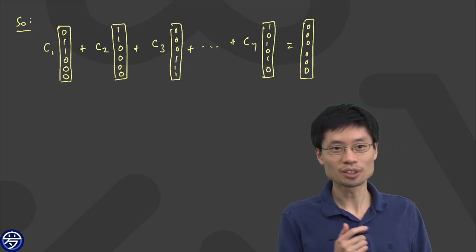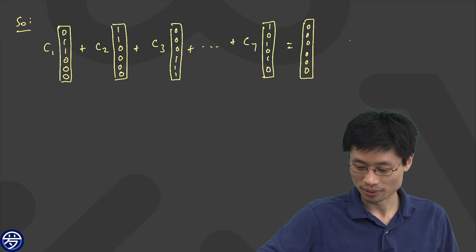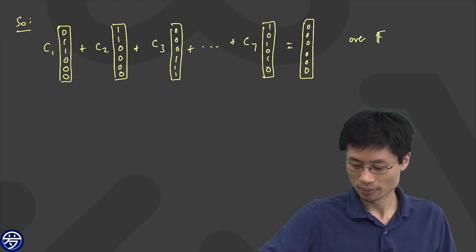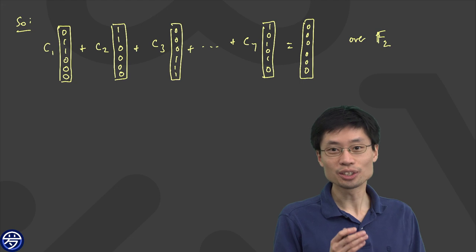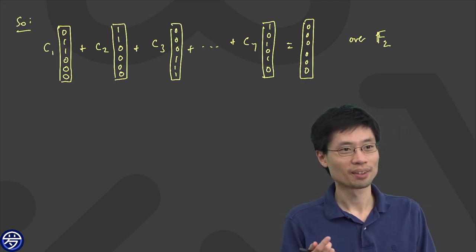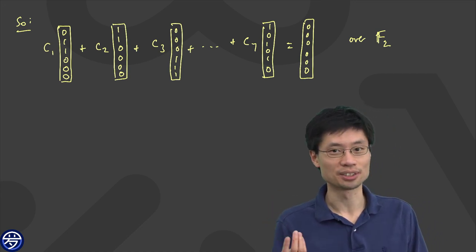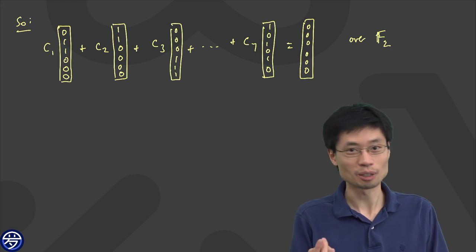Okay, how could this be useful? I now know that I have this thing and this is over F2. Actually, you should be really worried at this point, because F2 is not very useful for what we're trying to do. What we're trying to do is find out that some things are unions. And the problem with F2 is that 1 plus 1 is not 2. 1 plus 1 is 0.